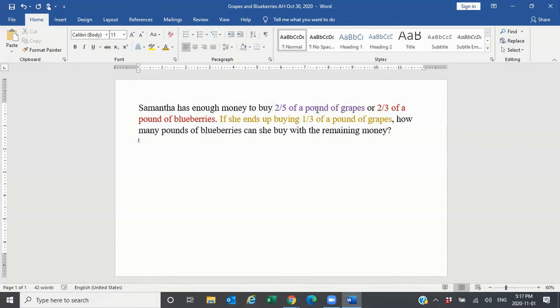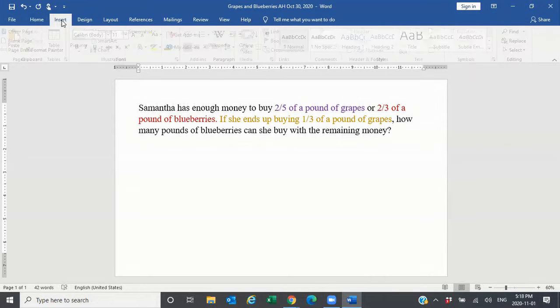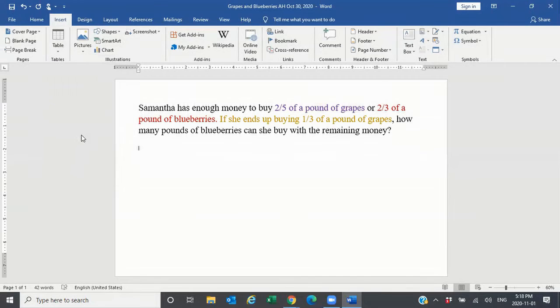We're doing the first purple part of this question now. It says Samantha has enough money to buy 2/5 of a pound of grapes. If she ends up buying 1/3 of a pound of grapes, how many pounds of blueberries could she buy with the remaining money? We're going to focus on the red, purple, and yellow parts of the sentence. And since the denominators are 5 and 3, we should do a table that's easily divisible by 5 and 3, since it's in fifths and thirds. 5 times 3 is 15. Going to be 5 columns and 3 rows.